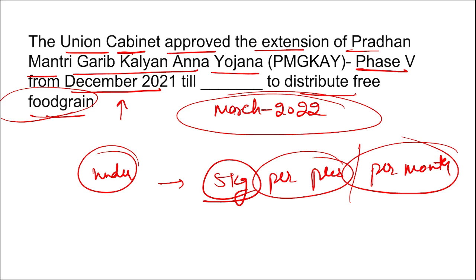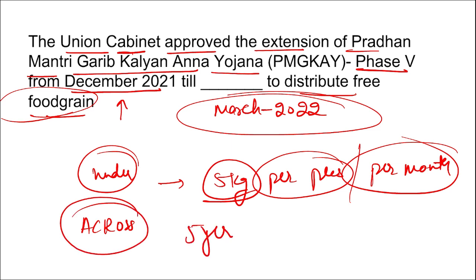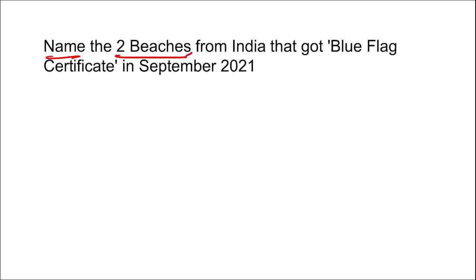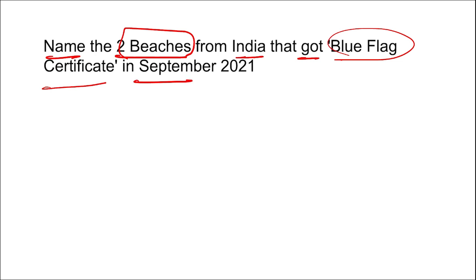One more, remember, the ACROSS scheme. The ACROSS scheme was also extended for 5 years till 2026. Now what is this ACROSS? ACROSS is Atmosphere and Climate Research Modeling Observing Systems and Services. Alright, this was extended for 5 years till the year 2026. Moving on. Name the 2 beaches from India that got Blue Flag certification in September 2021.